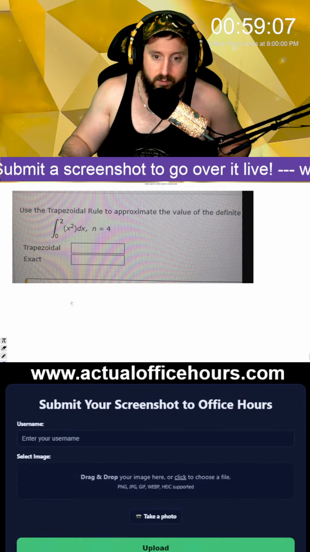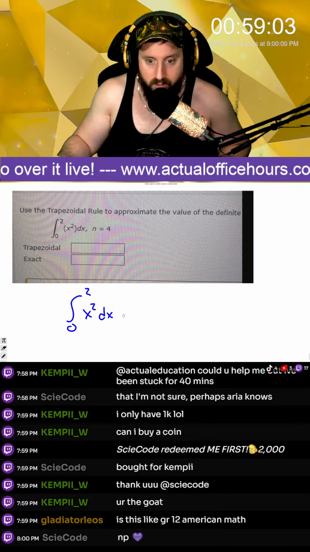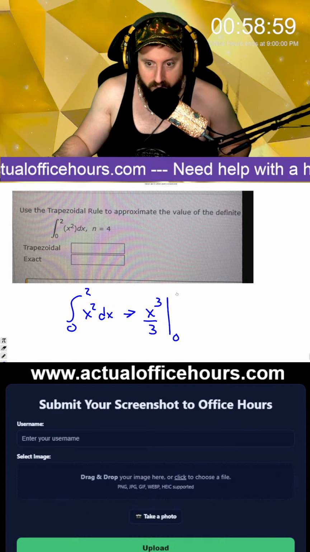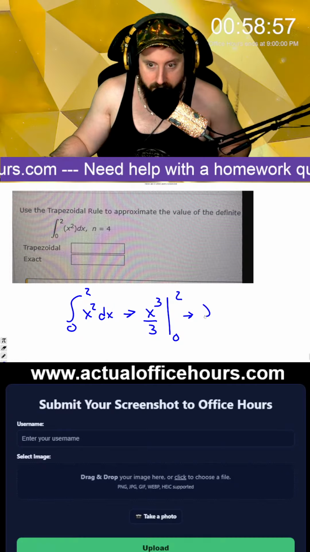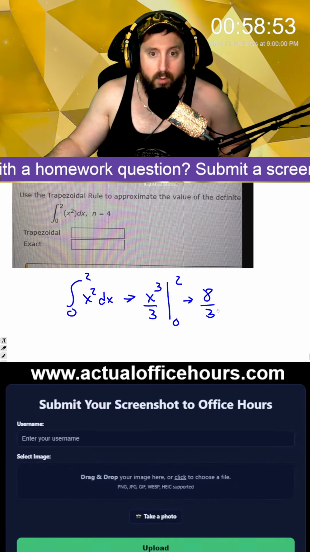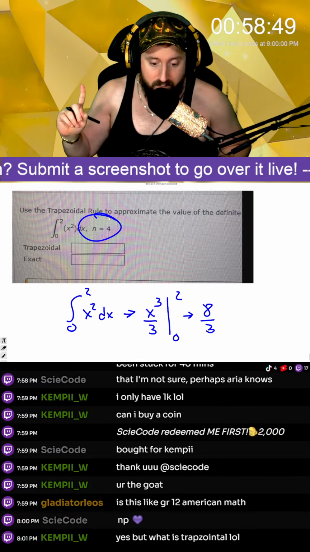For this one, for instance, the integral from 0 to 2 of x squared dx would just become x to the third over 3, evaluated from 0 to 2. So that would just be equal to 8/3, right? Okay, what's the trapezoidal rule? Good. So n means that there's 4 divisions, okay?